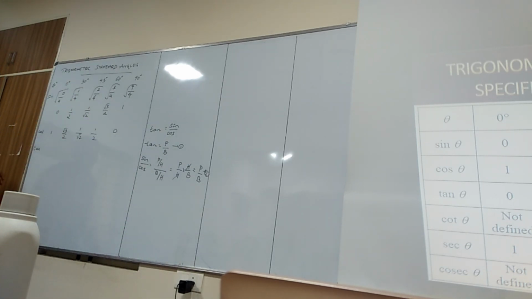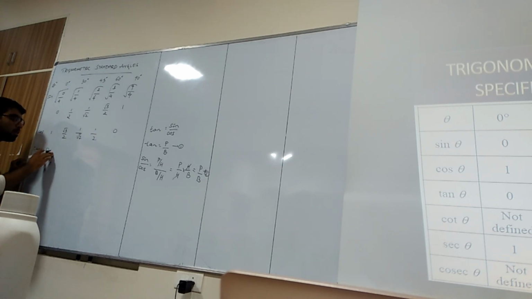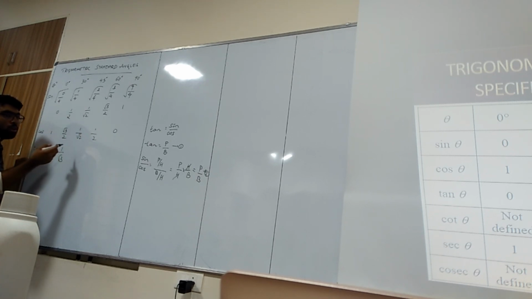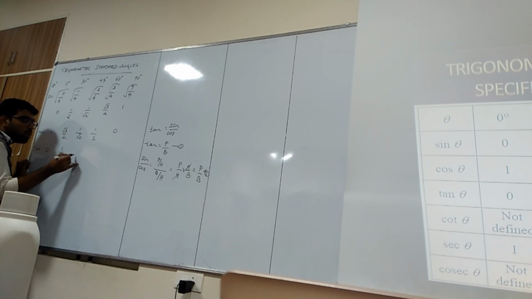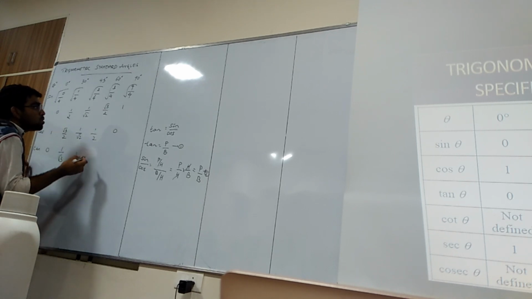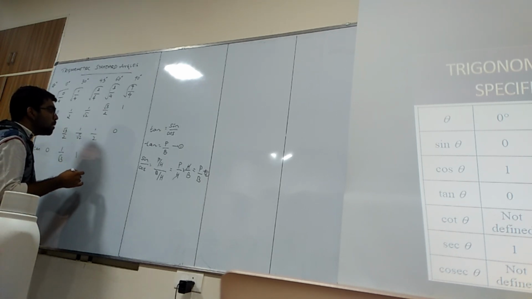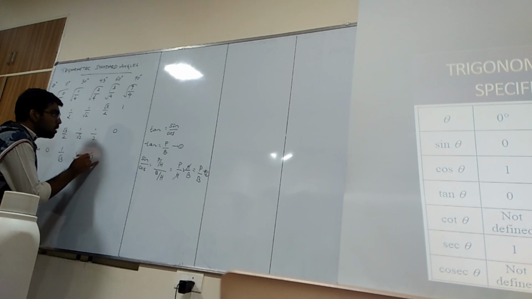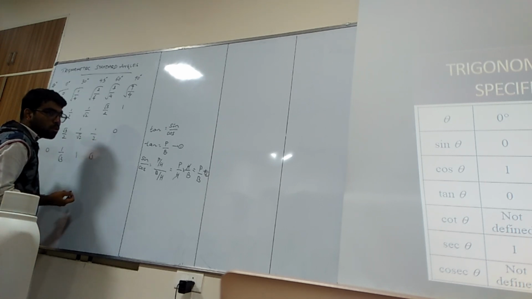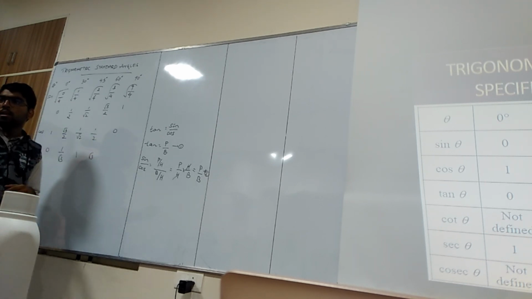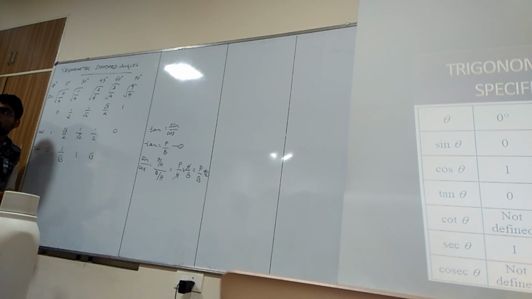So using this ratio, sine by cos: 0 by anything is 0. 1 by 2 divided by root 3 by 2 is 1 by root 3. 1 by root 2 divided by 1 by root 2 is 1. Root 3 by 2 divided by 1 by 2 is root 3. 1 divided by 0: when you have denominator 0, it goes to infinity, not defined.